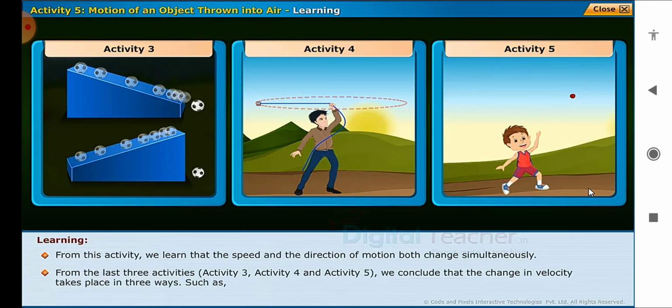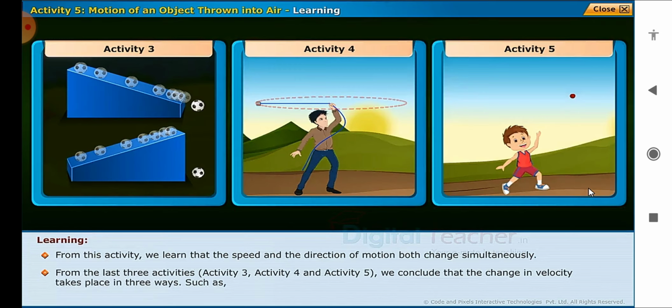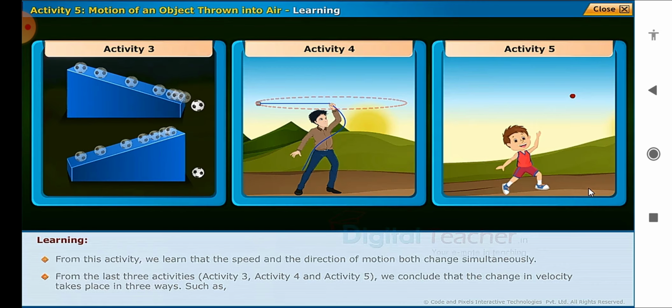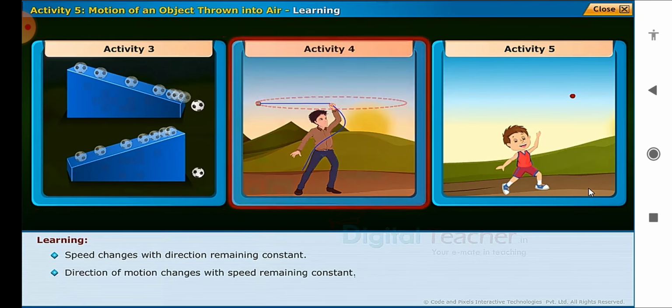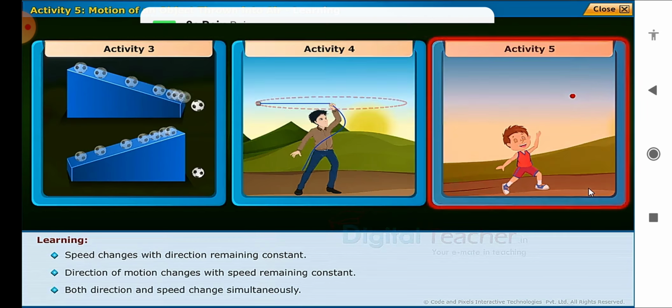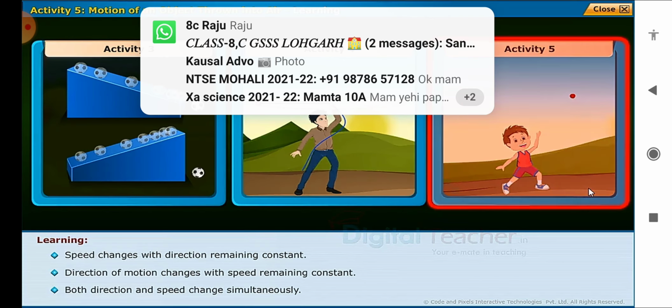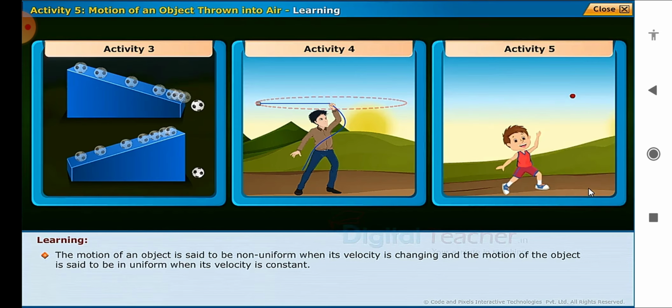From the last three activities, Activity 3, Activity 4 and Activity 5, we conclude that the change in velocity takes place in three ways: speed changes with direction remaining constant; direction of motion changes with speed remaining constant; both direction and speed change simultaneously. The motion of an object is said to be non-uniform when its velocity is changing, and uniform when its velocity is constant.